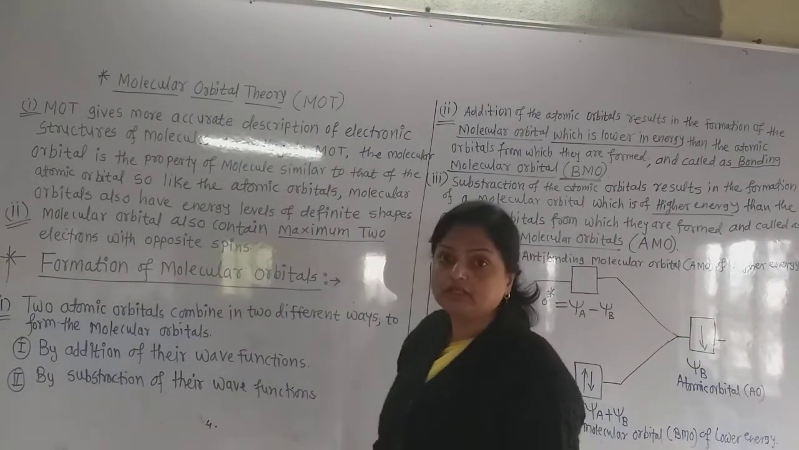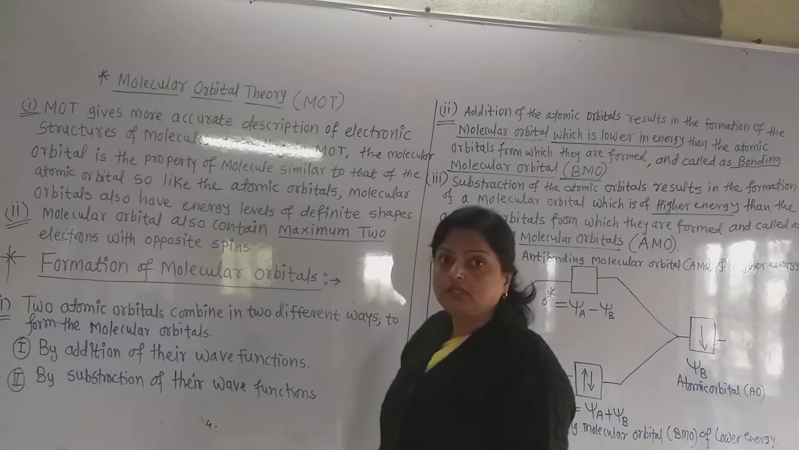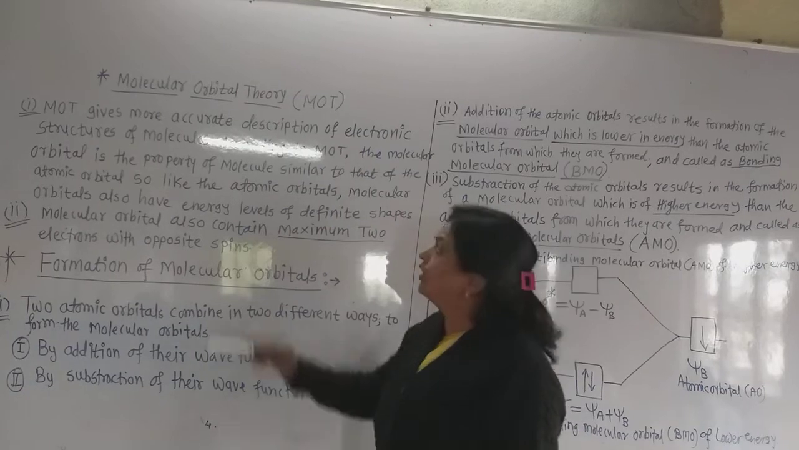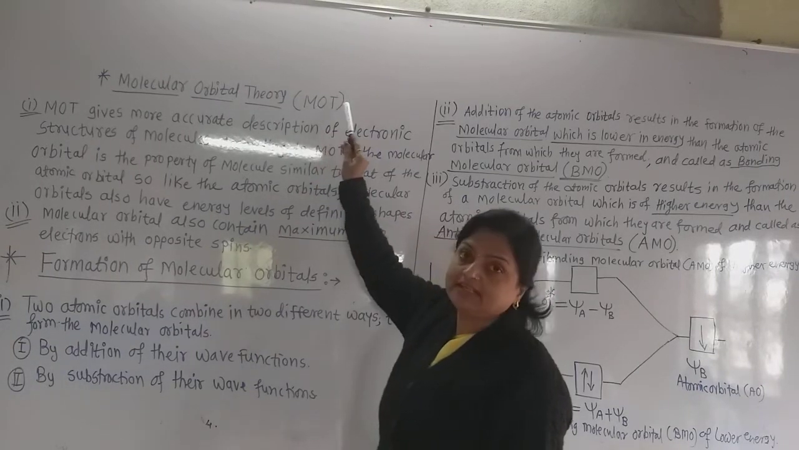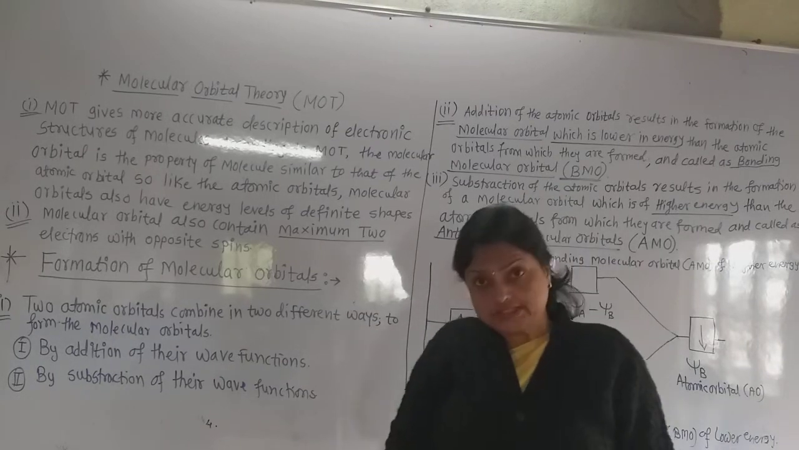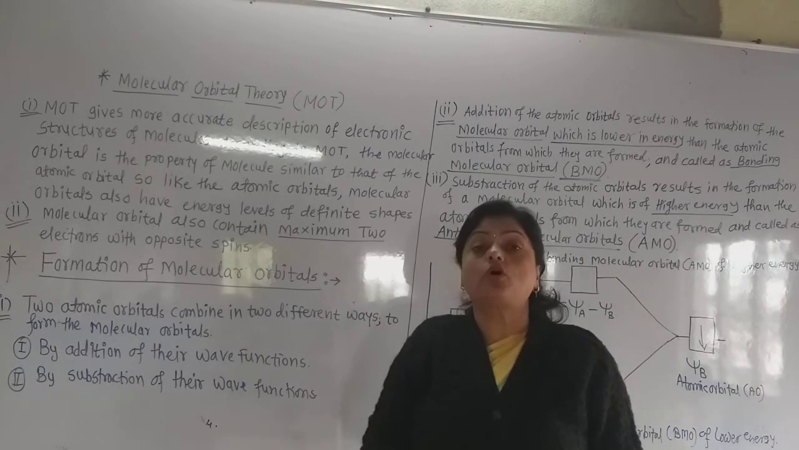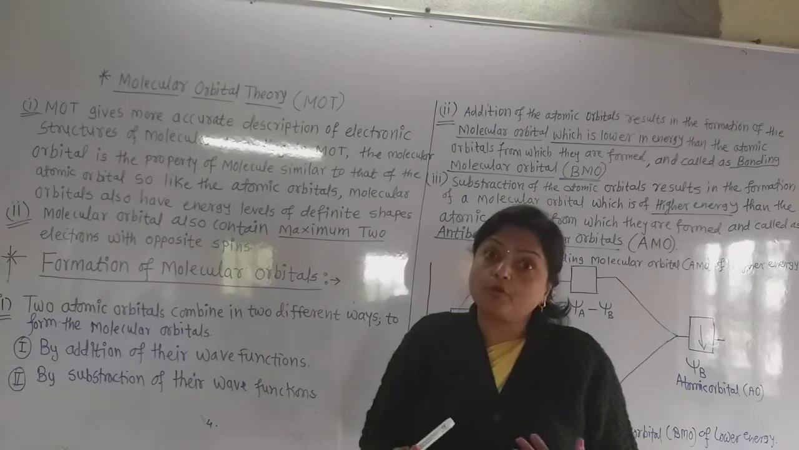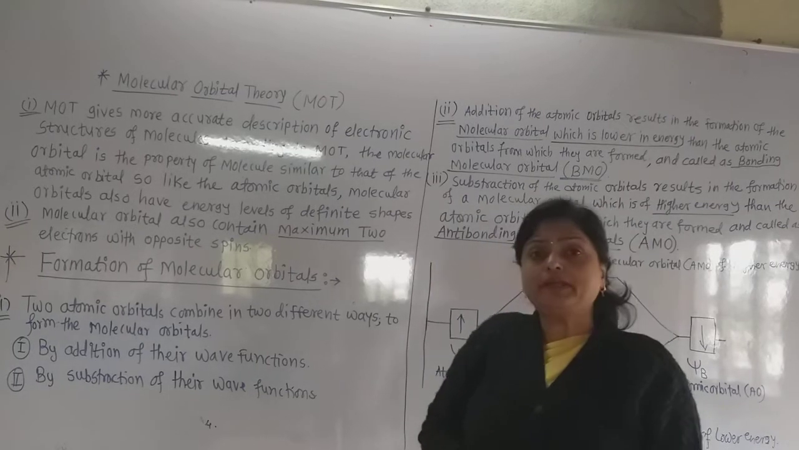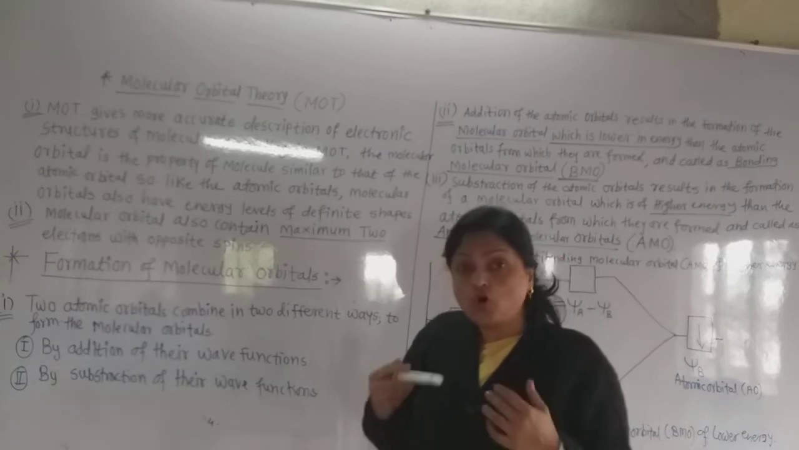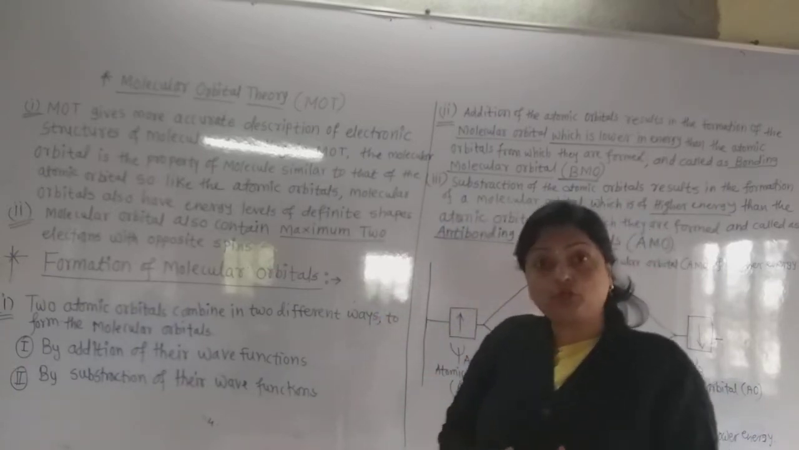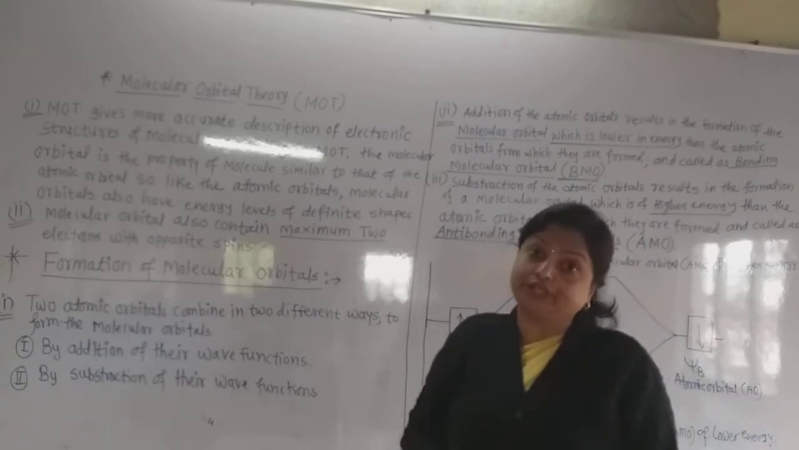In short, it is called MOT, molecular orbital theory. Now there are some rules for how the molecular orbitals are formed from the atomic orbitals. Molecular orbital theory gives a more accurate description of the electronic structure of molecules.